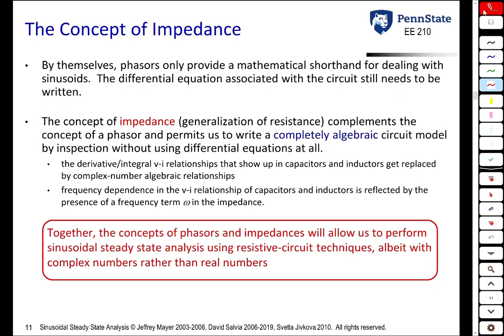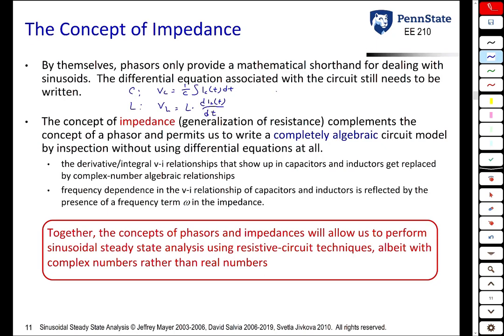So as I said, phasors themselves give you a nice mathematical shorthand for dealing with sinusoids. But the problem is you still have these differential equations, and that's because for capacitors and inductors, the VI characteristic is a differential integral relationship. For example, in a capacitor, we know that the voltage across the capacitor is 1 over C times the integral of the current through the capacitor. Likewise, for an inductor, the voltage across an inductor is L times the derivative of the current through the inductor.